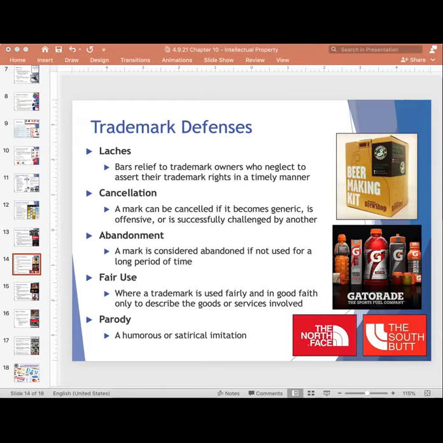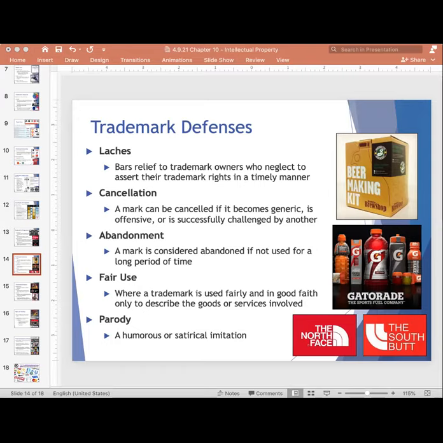And then another example is fair use. Fair use when it comes to trademark is when a party is using a mark in good faith only to describe the goods or services involved. So they're not intending to use someone else's mark. They just happen to be describing their goods or services in their advertisement.